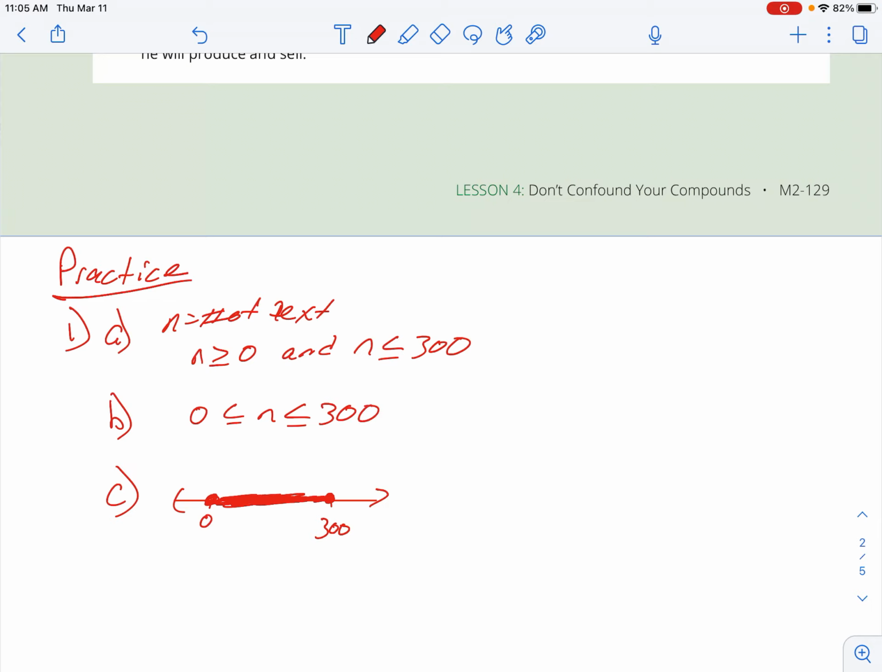So what that looks like in our compact form that we've been talking about is right here. 0 is less than or equal to the number of texts, and it has to be less than or equal to 300.